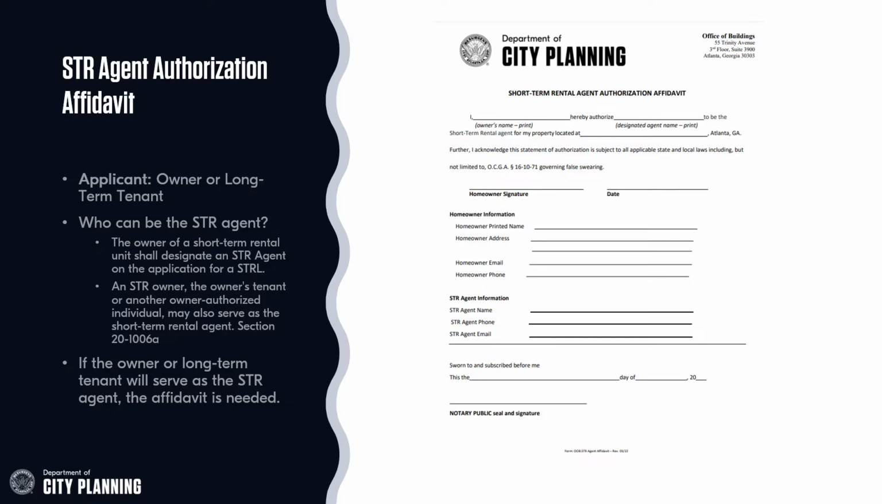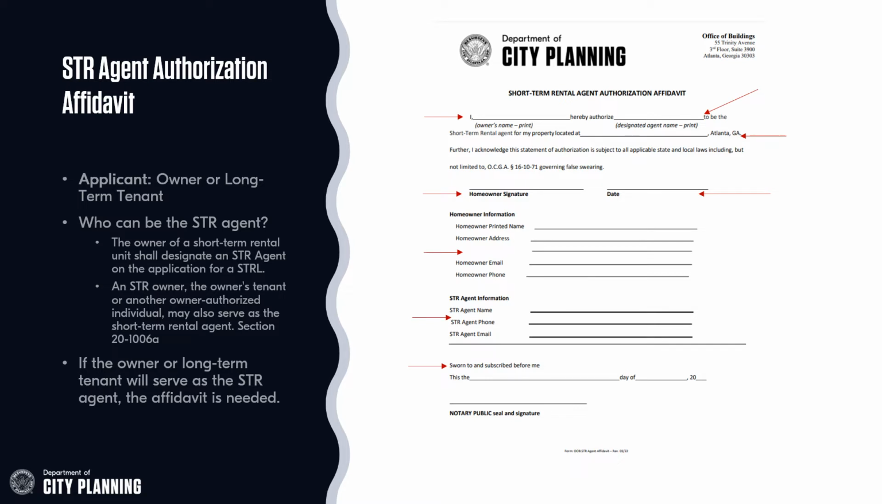Here's the STR Agent Authorization Affidavit. The applicant that should utilize this particular document will be the owner or long-term tenant. Who can be the STR agent? The owner of a short-term rental unit shall designate an STR agent on the application for a STRL. An STR owner, the owner's tenant, or another owner authorized individual may also serve as a short-term rental agent per Section 20-1006A. If the owner or long-term tenant will serve as the STR agent, the affidavit is still needed.